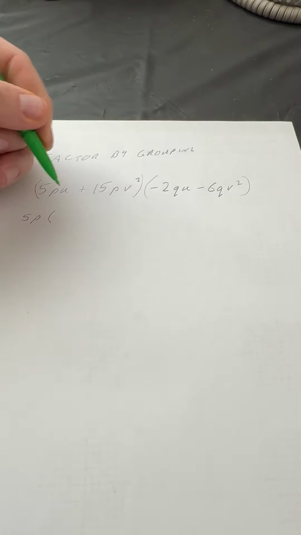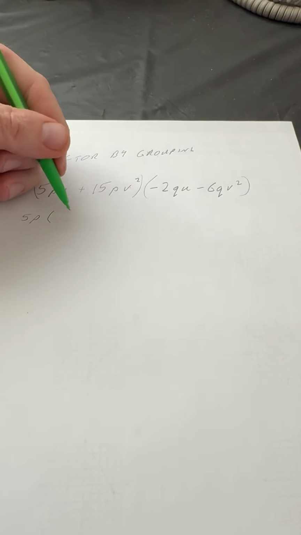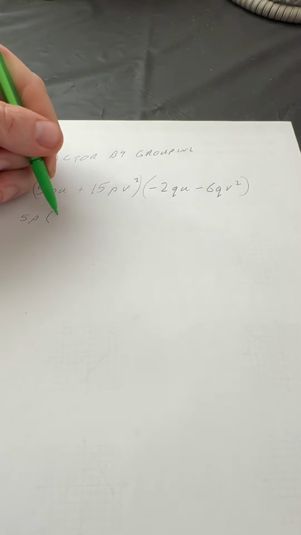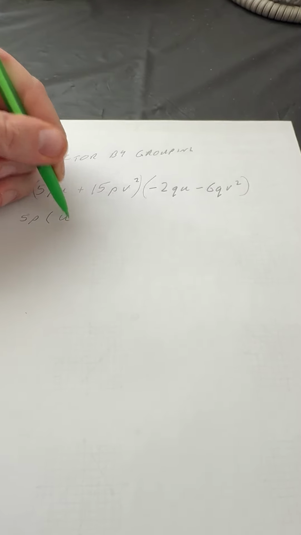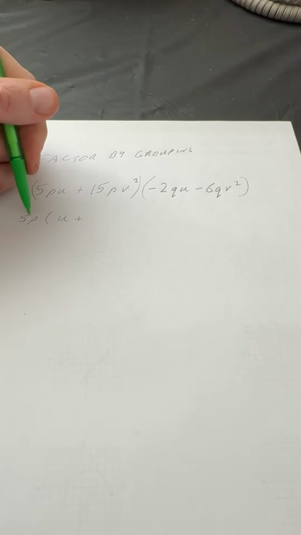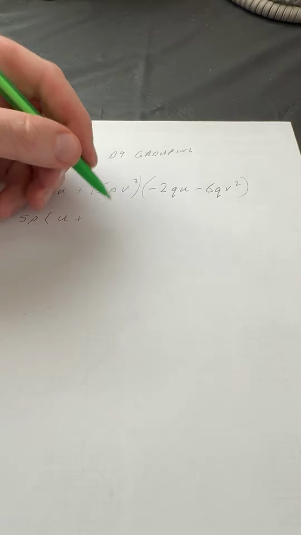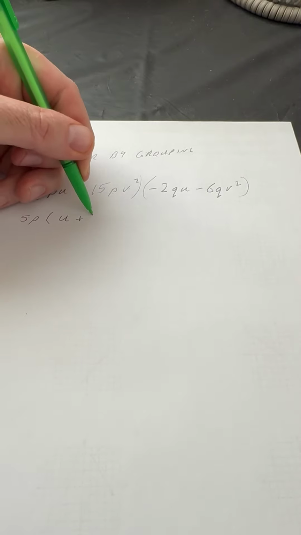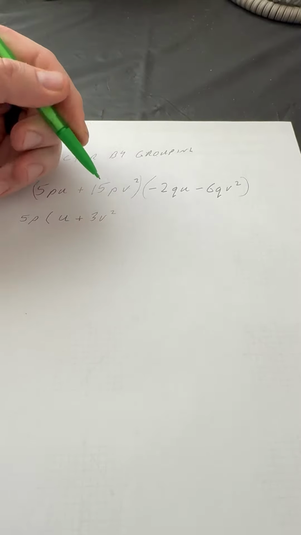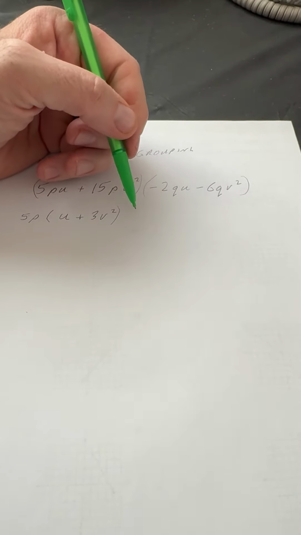So we're going to open this up. Now what times 5p is going to get 5pu? Well, that's obviously u. And that's all we need to complete that phrase. What times 5p? It's going to be 15pv squared. And that's going to be 3v squared. We're going to close that paren, and we're going to move on to our next one.